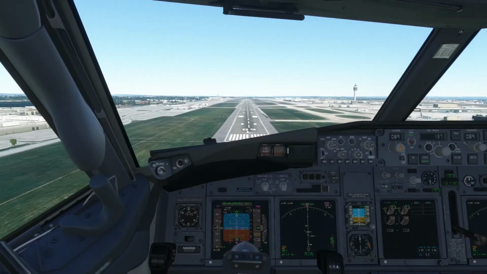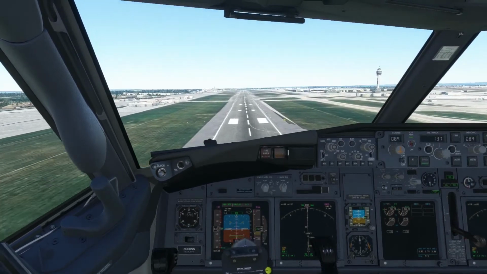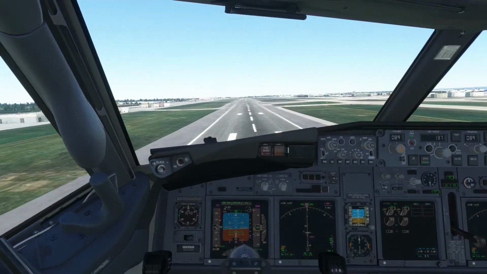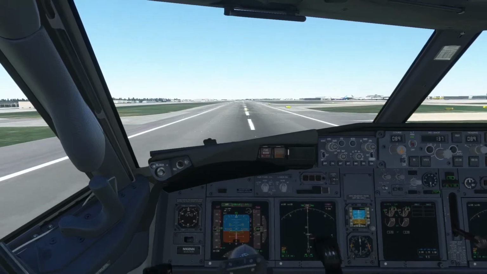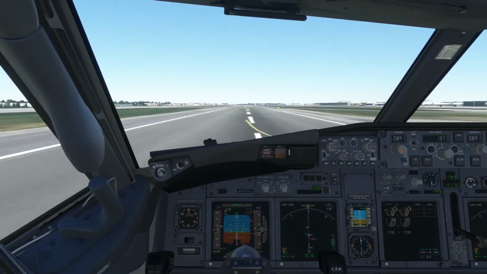Okay, autopilot disengaged now. Approaching minimums. 100. Minimums. Okay, a bit high. 30. 20. 10. Okay, at 10. Turn off auto throttle. And we can land gently.